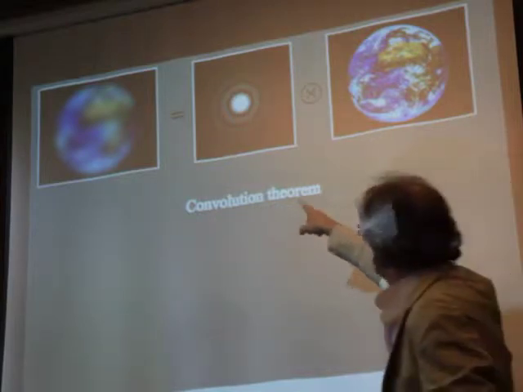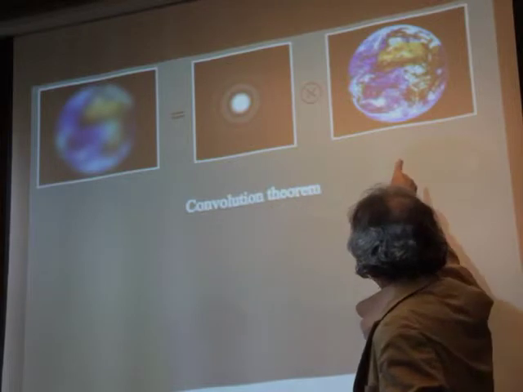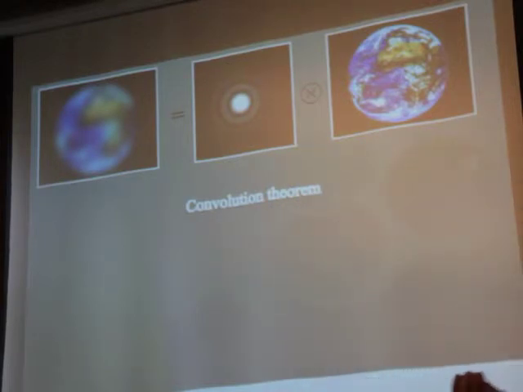Now, in practice, and we will see that during the course, what you see is a convolution product of the point spread function of the telescope, so the image of a point-like object, by the real image that you would see if your telescope were perfect. So as you increase the width of the point spread function, you get a better image.